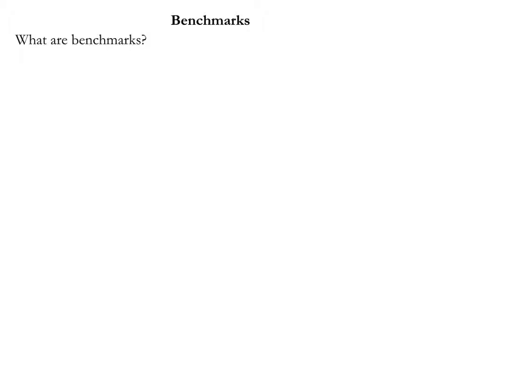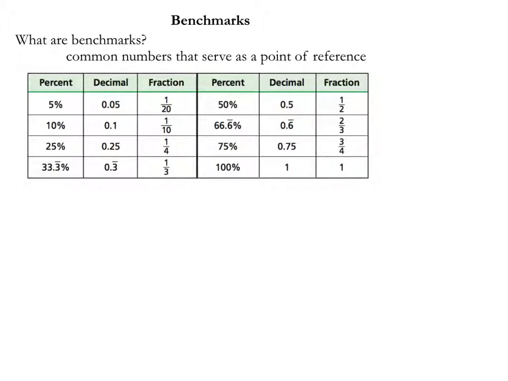Now we want to look at benchmarks. So what are benchmarks? Benchmarks are common numbers that serve as a reference point. So what would be some examples? Let's look at this chart here. You look at this chart, it gives you some examples of very common numbers. 25% is a quarter, or 0.25. 50% is 0.5 or half. 10%. All of these numbers are very simple to figure out.